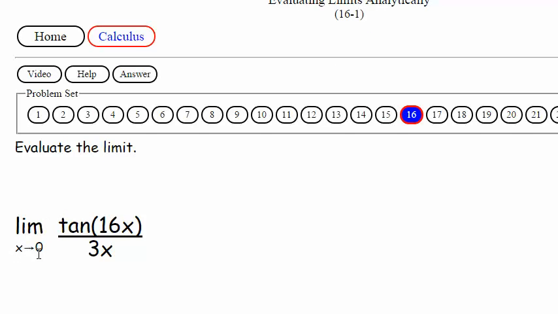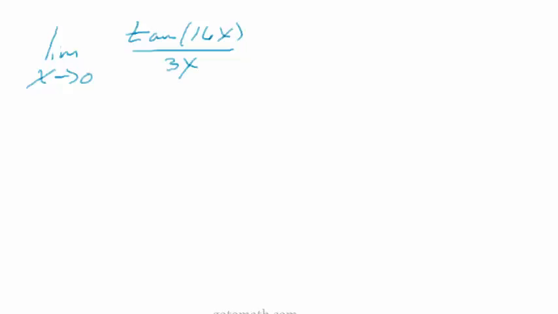We're going to find the limit as x approaches 0 of tan of 16x over 3x. The limit as x approaches 0 of tan of 16x over 3x.